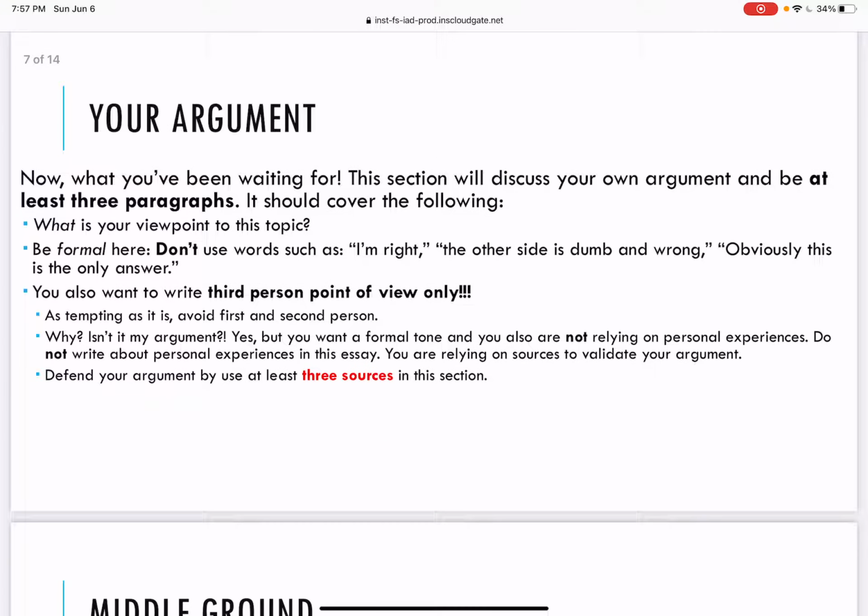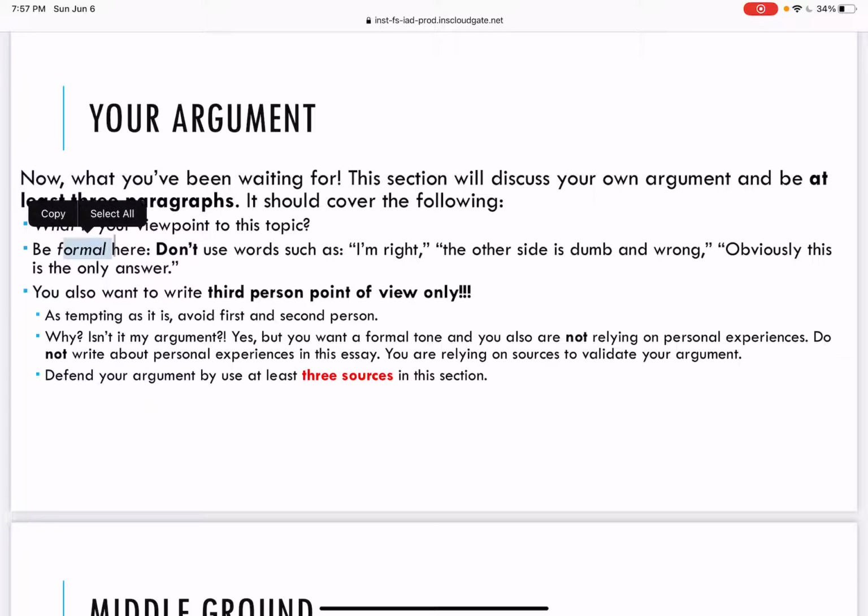Then the most exciting part, what you've been waiting for, the argument, your argument. This section will discuss your own perspective, your own argument. And it needs to be at least 3 paragraphs because it's your side to the argument. So it should cover the following. What is your viewpoint about this topic?